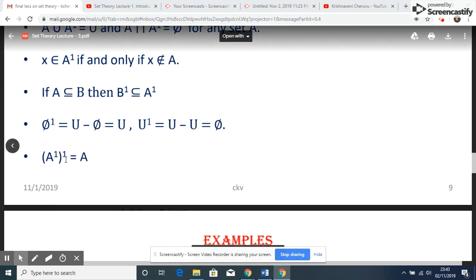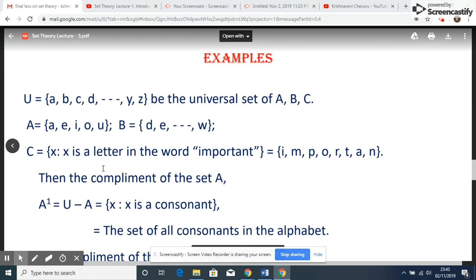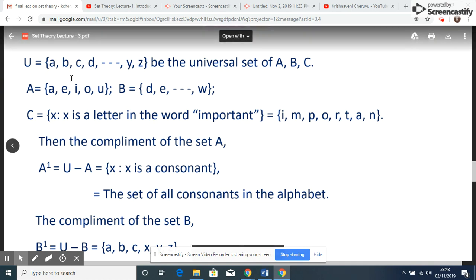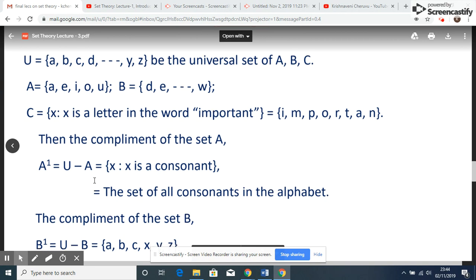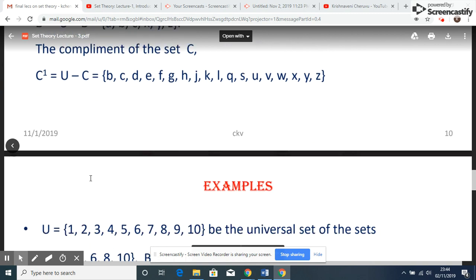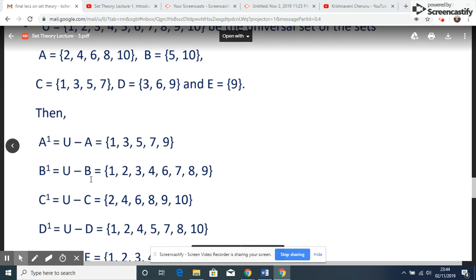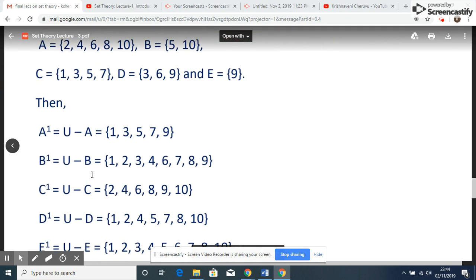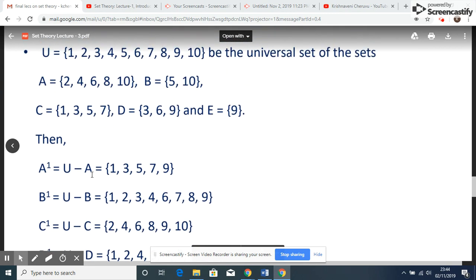This is quite interesting. Complement of A complement is A itself. You can check this example where you have here U as a universal set of the sets A, B, C. When we write A complement, it is just U minus A, and B complement is U minus B, C complement is U minus C. This is another example wherein you can write complements of the given sets.